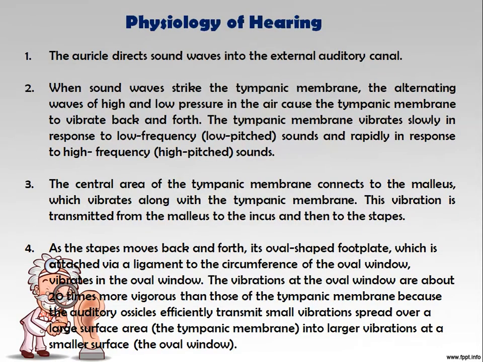Next one is the physiology of hearing. Now the first step is that the auricle directs sound waves into the external auditory canal. When the sound waves strike the tympanic membrane, the alternating waves of high and low pressure in the air cause the tympanic membrane to vibrate back and forth.